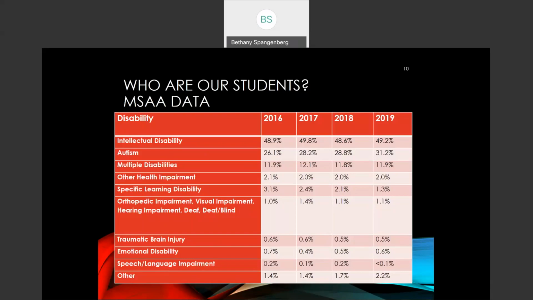AIMS A Science and MSAA are designed only for students with the most significant cognitive disabilities and are not able to provide information on how well students who don't meet eligibility criteria perform on grade level standards. Let's look more closely at some of these disability categories.